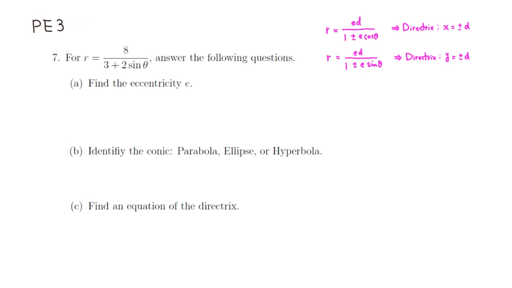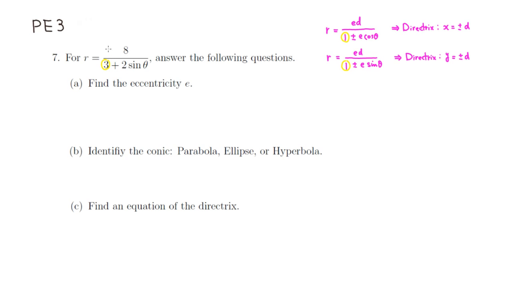All right, let's look at practice exam 3, problem number 7. A conic section in polar coordinates can be written as r equals ed over 1 plus or minus e times cosine of theta, or you can have sine of theta there. Let's make sure that we fit exactly the form. We need a 1 here, but instead we have 3 there.